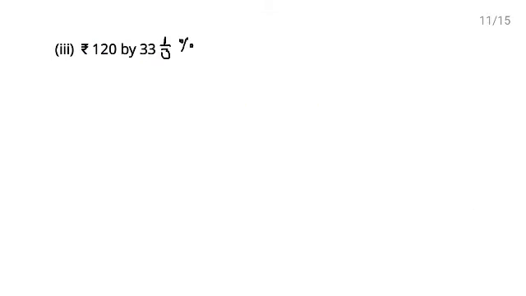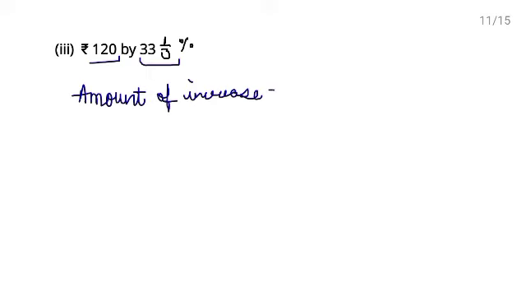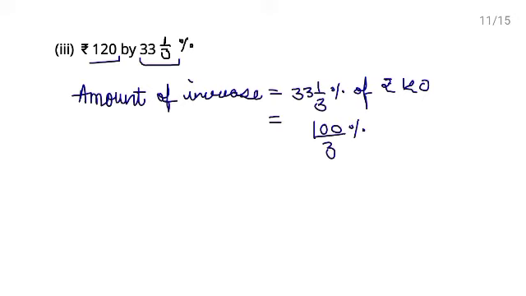Next part, increase ₹120 by this percent. So first of all, find the amount of increase. Amount of increase is 33 whole 1/3% of ₹120. So first of all, solve it. Change it into the improper. 3 multiplied 33 is 99. 99 plus 1 is 100. So this will be 100/3% of 120.